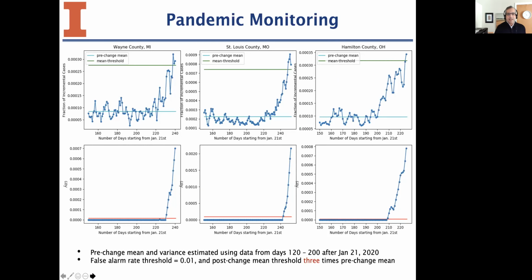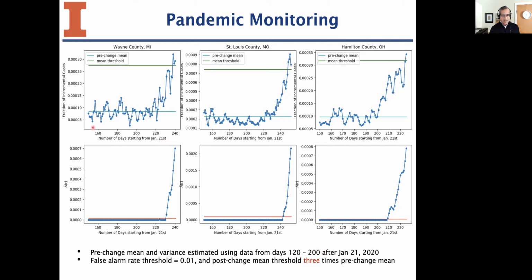Okay, so we applied this test to see if we could detect a second wave in pandemic data. So what we were looking at is the fraction of incremental cases in various counties in the U.S. Okay, and this data is available actually through the New York Times website, and so this is the fraction relative to the population in a county of the new cases that were reported on each day. So based on tests of the population. Okay, and so this was measured in number of days starting from Jan 21st, 2020.